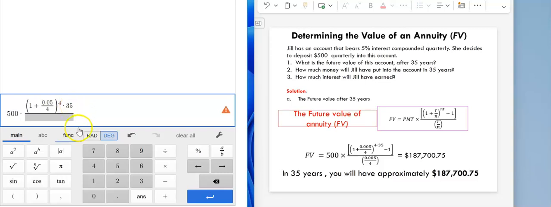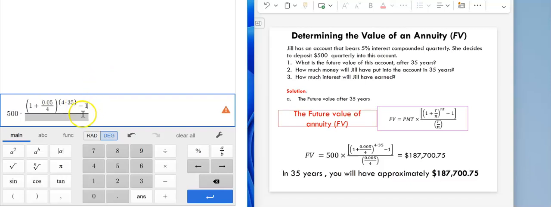Oh, by the way, this goes in the power, not the base. So I'm going to put parentheses in the power, 4 times 35. Or you can just multiply 4 times 35 and put it directly there. So I just want to do it like that. So it's going to be in the power now, and it goes down using the right arrow key, -1.